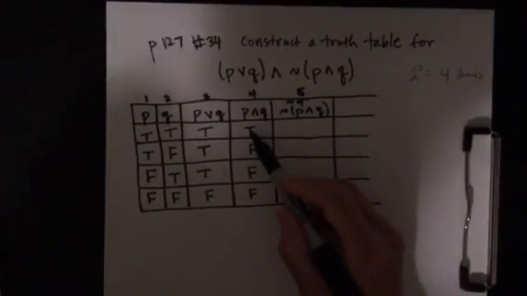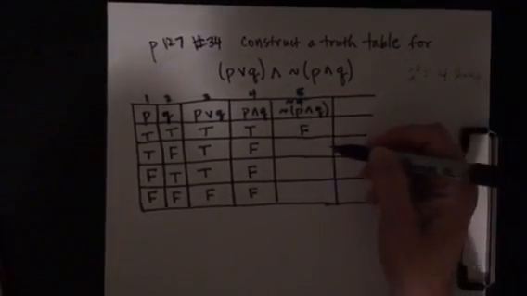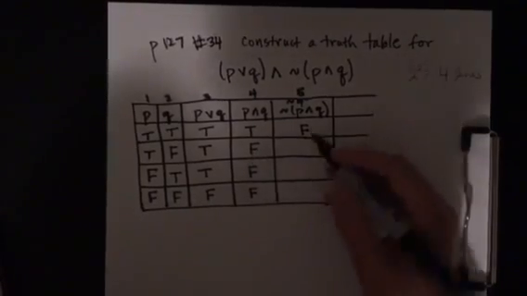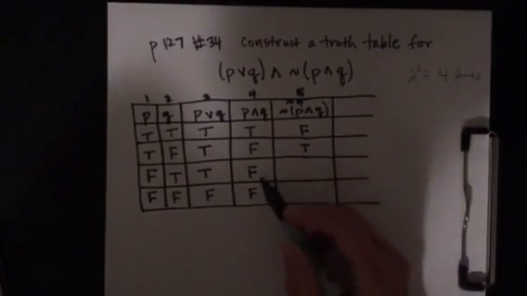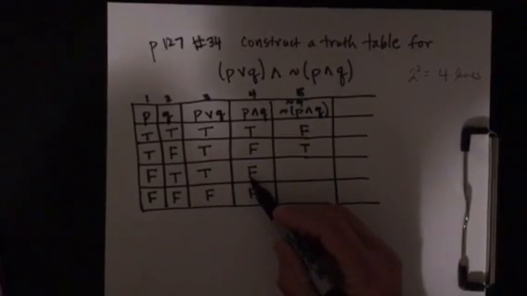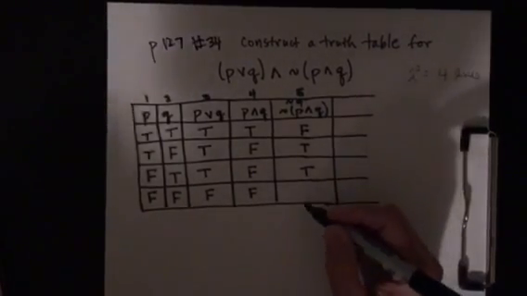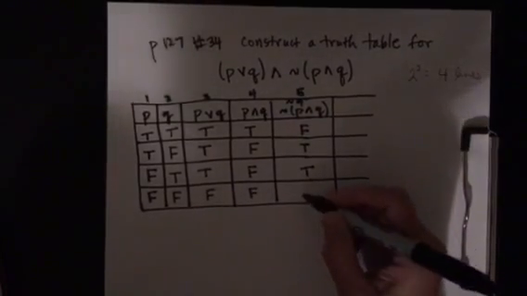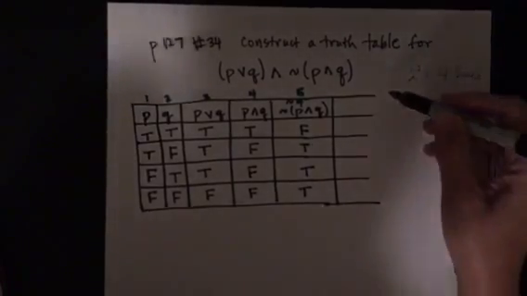So column 4, first line is T. Column 5, first line is F. Column 4, the second line is F. So I'll put a T in column 5. The next line, column 4, there's an F. We'll make it a T for column 5. And finally, the last line, there's an F on column 4. So we'll make it a T on column 5.